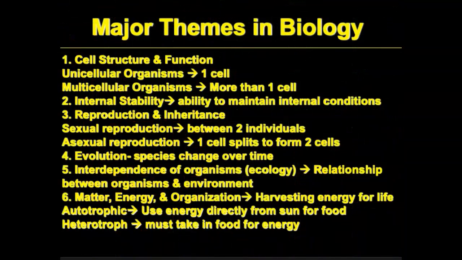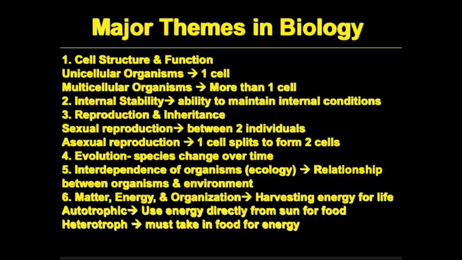So there's some major themes that we hit on over and over throughout the year in biology. One of them is the difference between a unicellular organism and a multicellular organism. A unicellular organism is made of one cell. I tend to think of bacteria, but there are protists out there that are also unicellular. Multicellular organisms, I tend to think of plants and animals. I think you should know that most organisms try to maintain the same conditions on the inside of their body over periods of time. That's homeostasis.